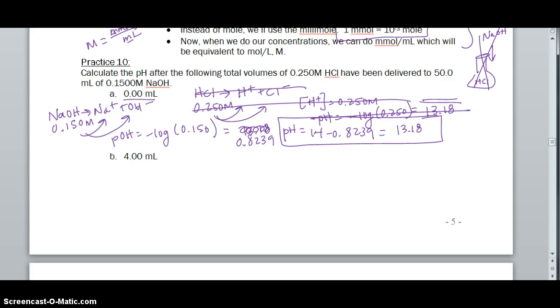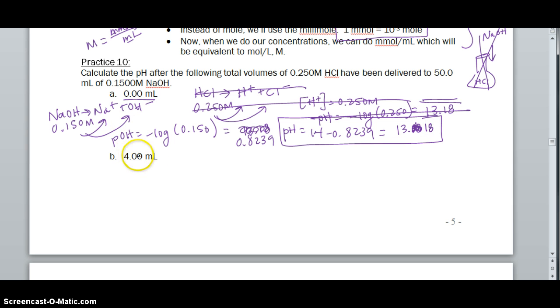Okay, so now what we're going to do is add 4 milliliters of acid, and we're going to recalculate the pH. Now we would expect the pH to drop, and so if we don't get a number that's less than 13.18, something's wrong. Nope, 18 was right. Okay, sorry about that.